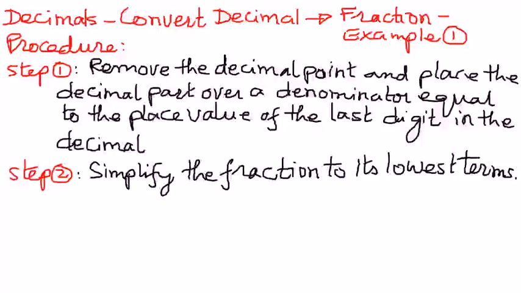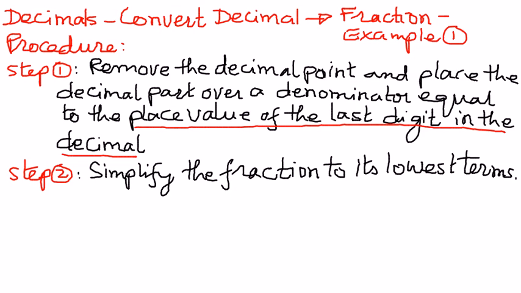Step 1. We want to remove the decimal point and then place the decimal part over a denominator equal to the place value of the last digit in the decimal. Place value of the last digit in the decimal. So that is an important part of that step.